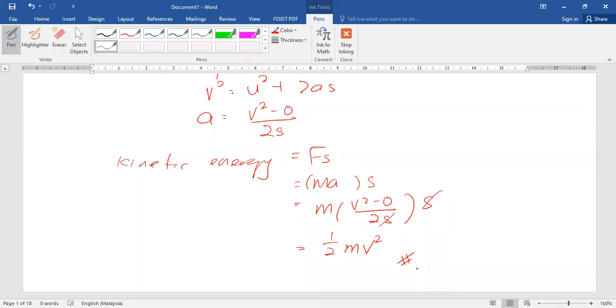Okay, this Zoom session will stop in less than 1 minute, so we will continue after the Zoom stops. Okay, so from here, kinetic energy is equal to Fs. By substituting the A into the formula, ma times s, we get that the final answer is 1/2 mv squared.